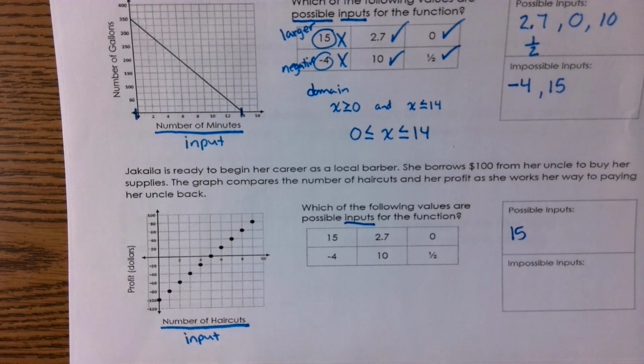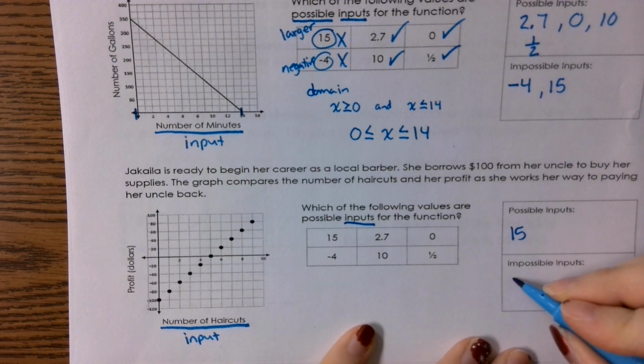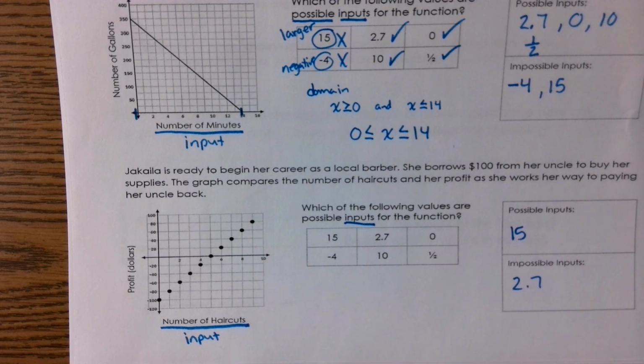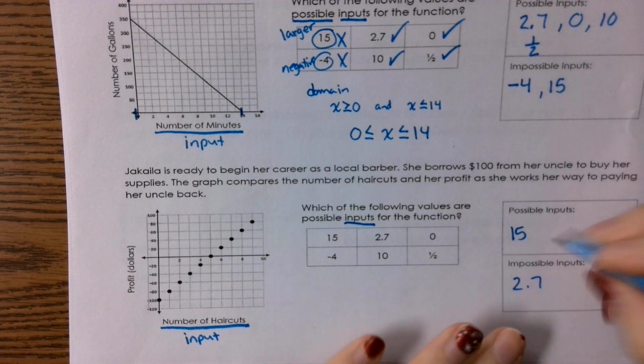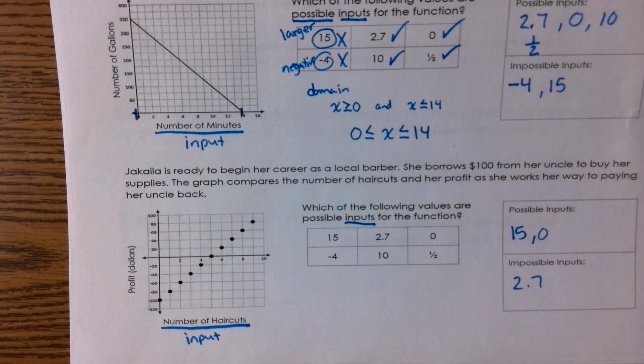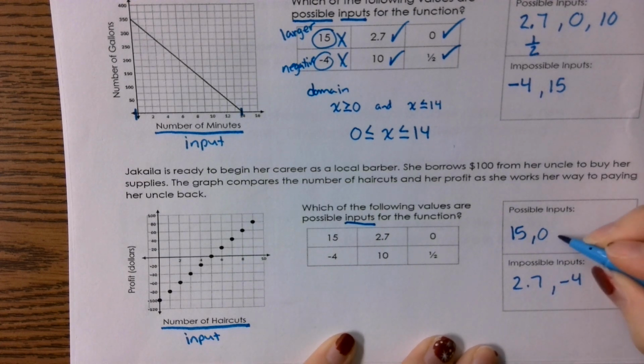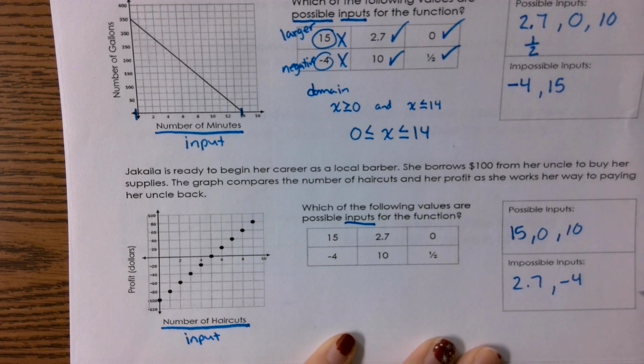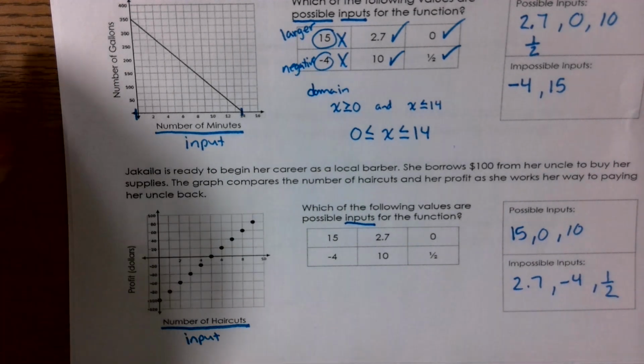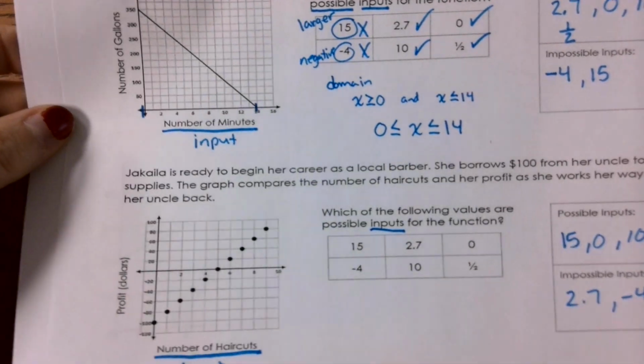What about 2.7 haircuts? No, can't give a decimal amount of haircuts. What about 0 haircuts? Yeah, she can give 0 haircuts, perfectly fine. What about -4? No. What about 10? Yep. And what about a half a haircut? No. Okay, so let's move on. Go ahead and flip it on over to the back.